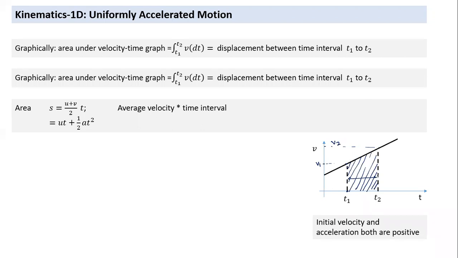The area is the average of the two parallel sides multiplied by the perpendicular distance. Sorry, this is not v1 and v2. We had taken u as the initial velocity and v as the final velocity, so this height is v, this height is u. The normal convention is to take u and v. So what is this area? (u plus v) by 2 into the time interval t, where t is t2 minus t1. That's the area. And if we rearrange the terms and substitute v equal to u plus at, I get this equation.